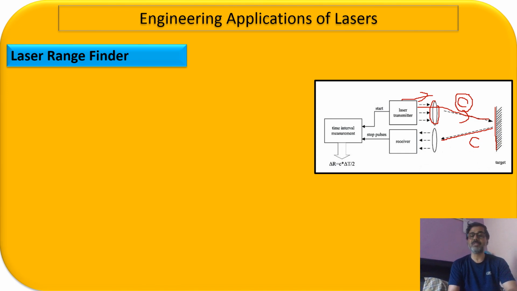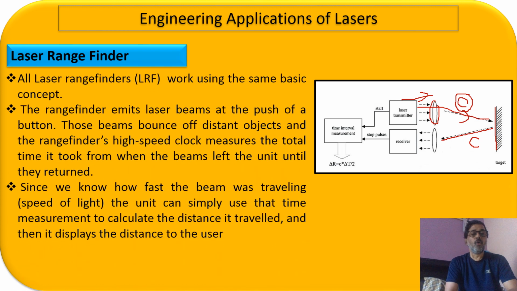You are remotely sitting at one place, you have just focused the laser, it has gone to the target, and from the scattering it has come back, and again you have caught that light, and from that you can find out how much time it has taken going and coming back, and from that you can find out at what distance that object is lying, and that is called your range finder. All right, so let us see the detail of this. All laser range finders, that is called LRF, work using the same basic concept.